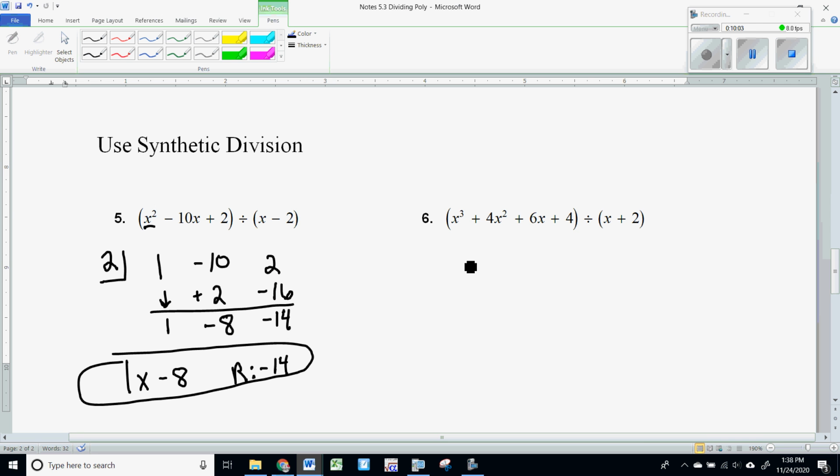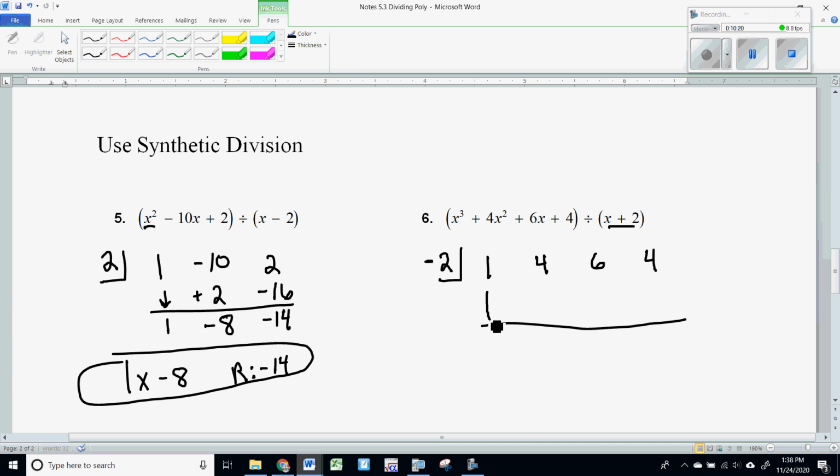We jumped up to an x cubed. So now we do it the same way. What number goes in the box? We change the sign, it goes to -2. We write down the coefficients, 1, 4, 6, and 4. We drop down the 1, and we multiply. -2 times 1 is -2. Then we add 2. Then we multiply, -4. Then we add 2. Then we multiply, -4, 0. This is our remainder. Remainder of 0 means this is a factor.